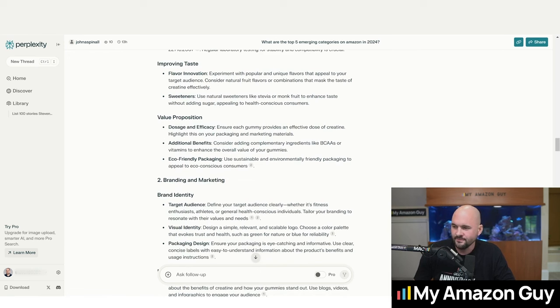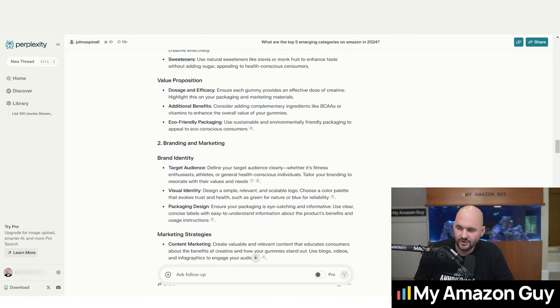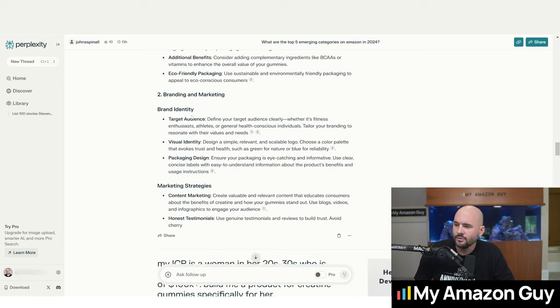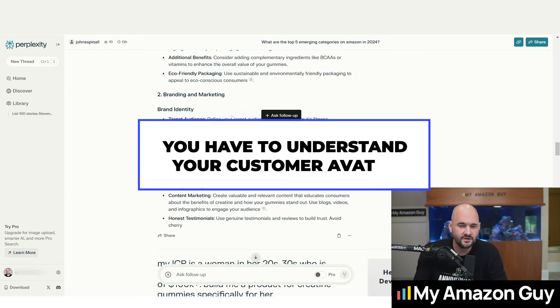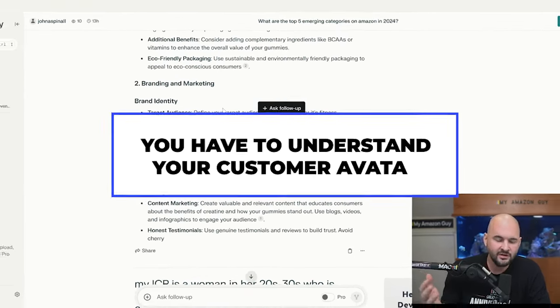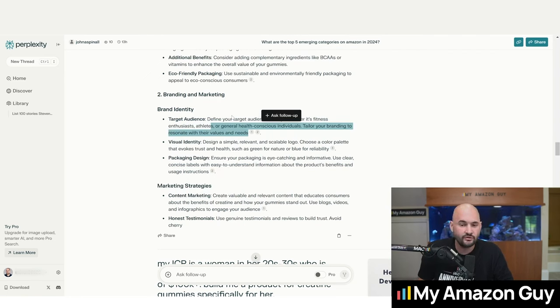Value proposition, dosage and efficacy, additional benefits, eco-friendly packaging. Who cares about that? Branding and marketing, brand identity, target audience. Define your target audience clearly, whether it's fitness enthusiasts, athletes, general health conscious individuals. Tailor your branding to resonate with their values and needs. This is a critical component because you have to understand who your customer avatar is. I'm in many videos quoting Dan Kennedy where I talk about your 3-time divorced truck driver. That's a very specific customer avatar. And if you were selling to that individual, you'd know exactly how to market to them.